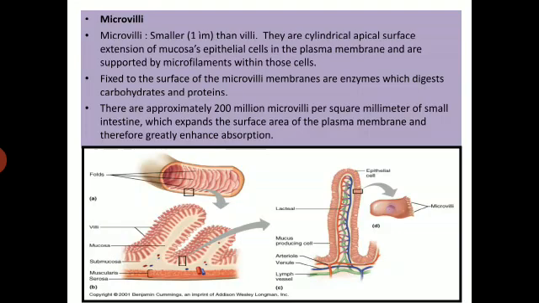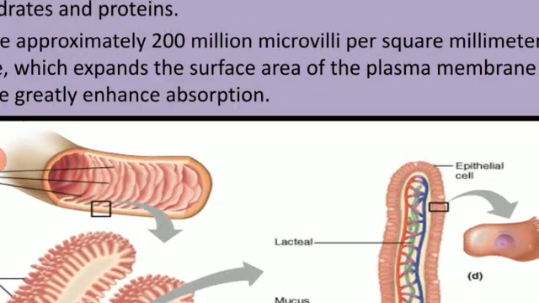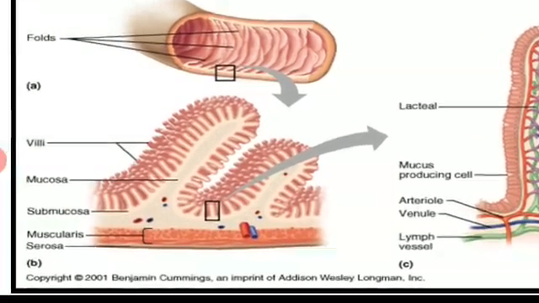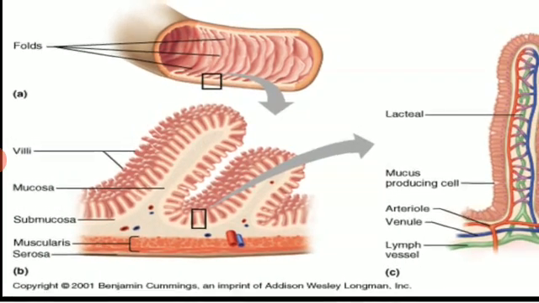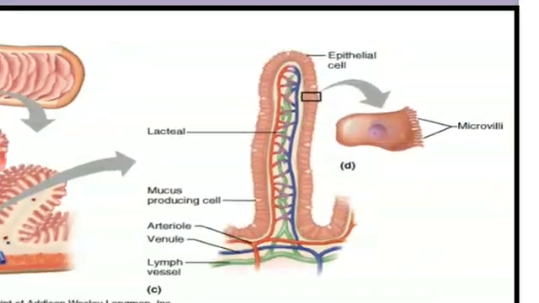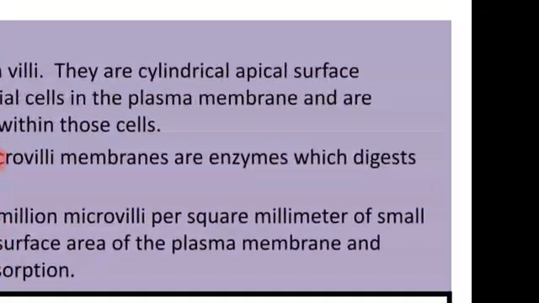Just imagine 200 million microvilli per square millimeter of small intestine, greatly expanding the surface area of the plasma membrane and thus greatly enhancing absorption. Okay. Now the last part, you can see the diagram here of microvilli. There are the villi which are present on the intestinal borders, and these are the microvilli. Okay.